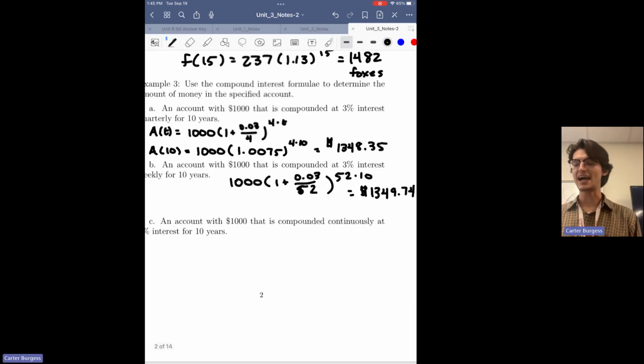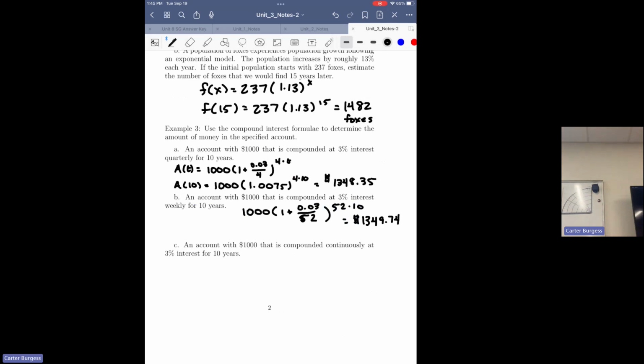All right, so let's tackle C now with our new formula. Exact same situation, still looking at 3% a year, but now we are maximizing our account. Rather than compounding 52 times a year, I'm going to compound an infinite number of times a year, and that's going to get me the most money possible. That should maximize my account here.